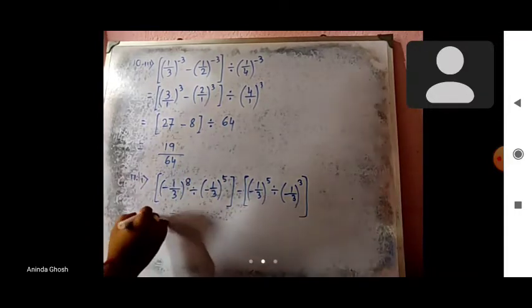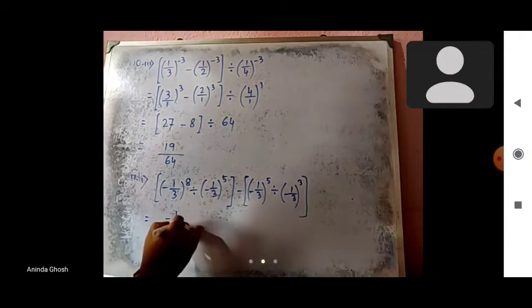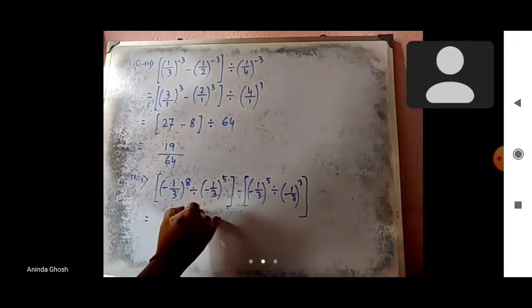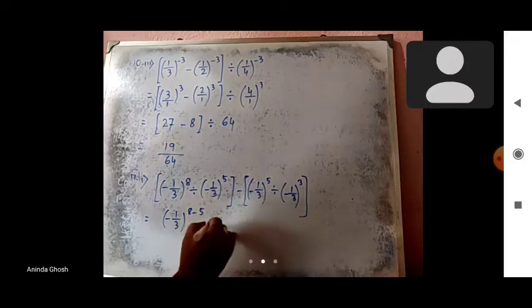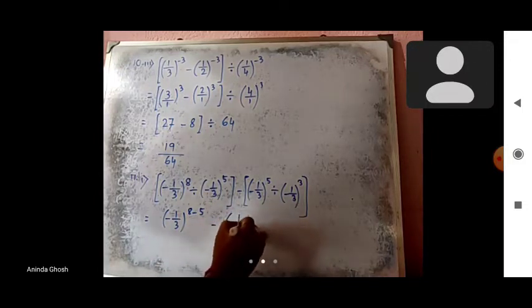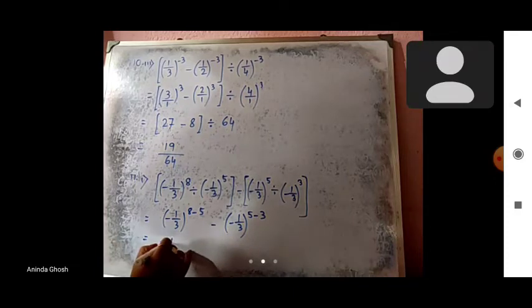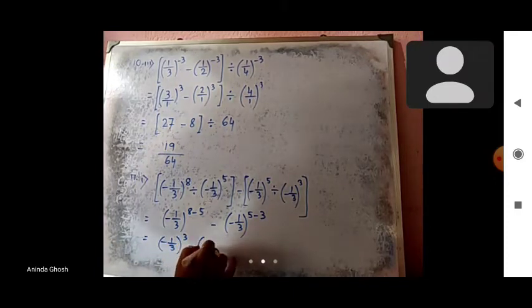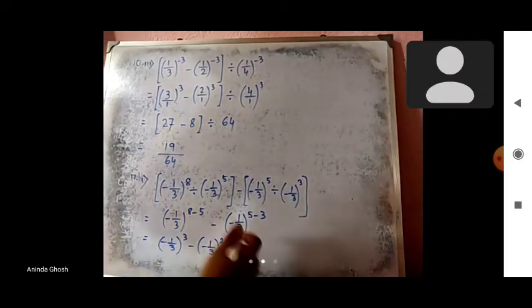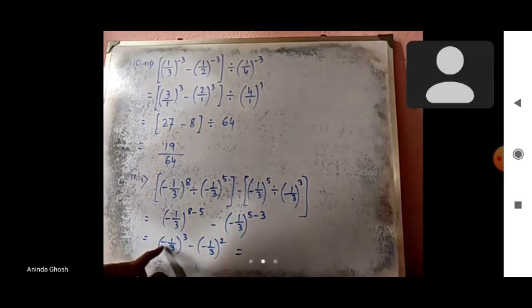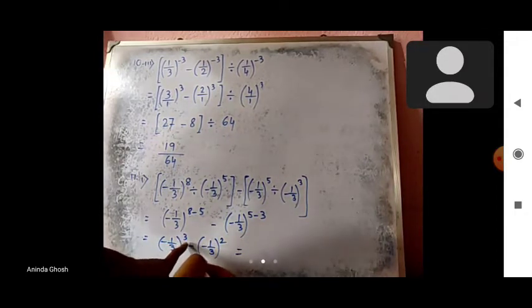Next one, question number 11.1. So we clearly see that bases are equal and they are in division form, that's why we have to subtract its powers. So write minus 1 upon 3 to the power 8 minus 5, and in the same way minus 1 upon 3 to the power 5 minus 3. So minus 1 upon 3 to the power 3 minus minus 1 upon 3 to the power 2.